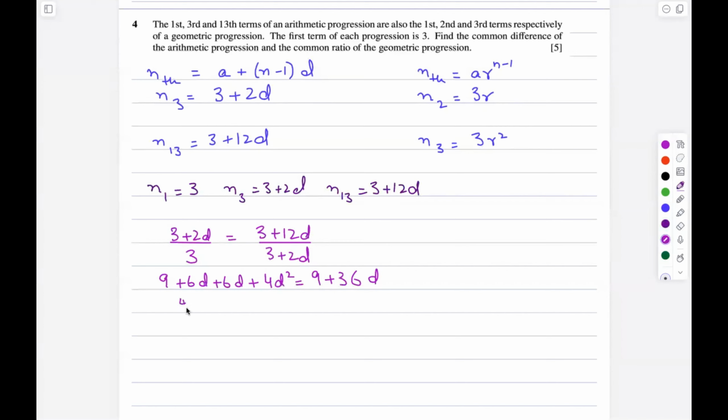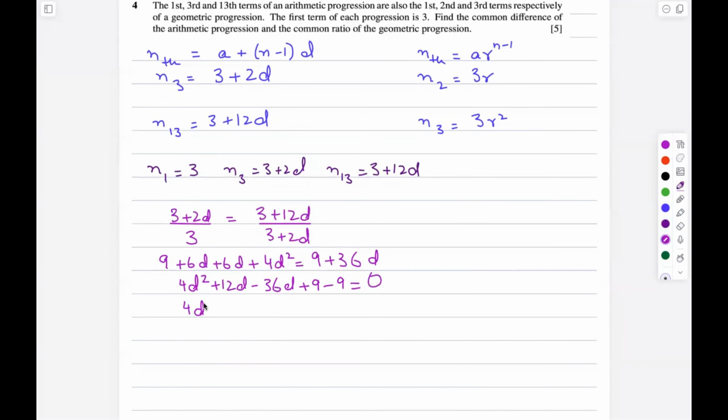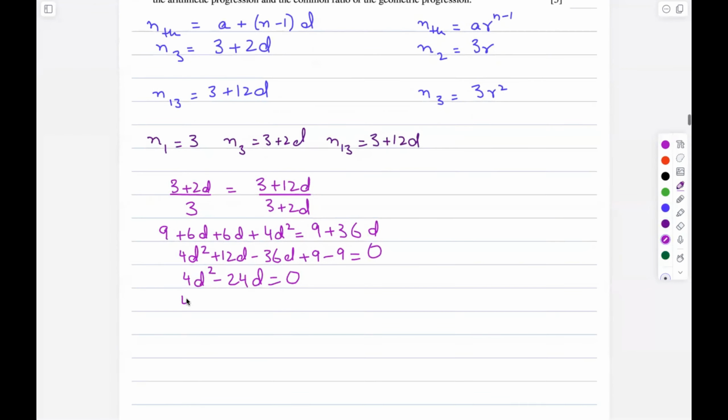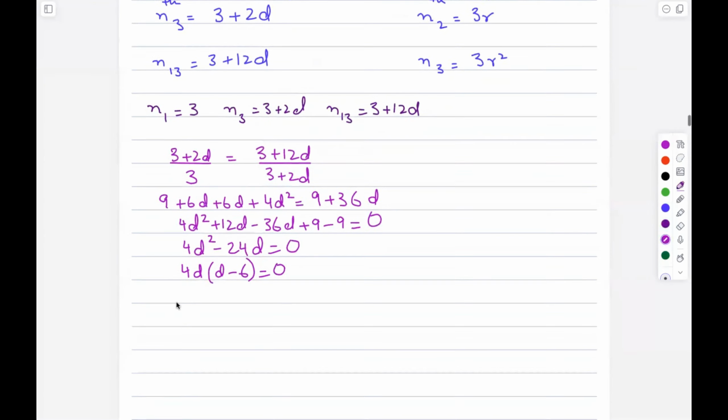Simplifying this, we'll get 4d squared plus 12d minus 36d, and 9 and 9 will cancel out. So we'll get 4d squared minus 24d equals 0. Taking 4d common, this will become 4d into (d minus 6) equals 0. So the two values of d will be d equals 0 and d equals 6. As the common difference cannot be 0, the value of d will be equal to 6.